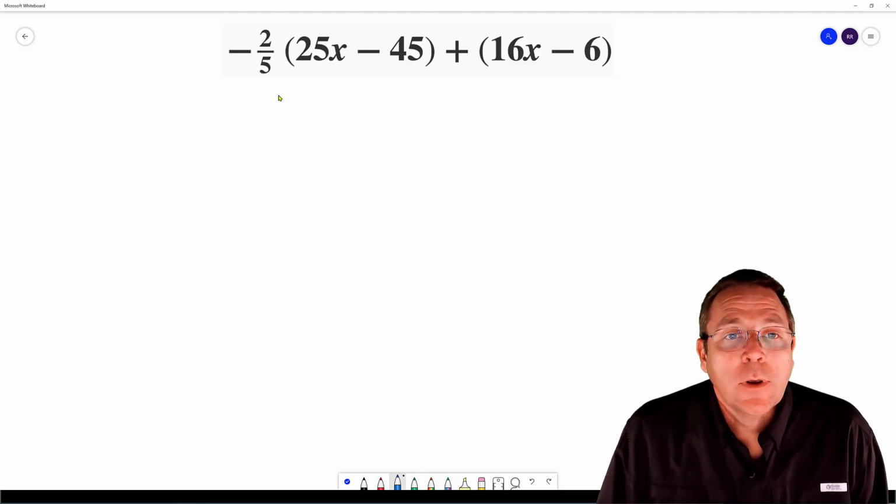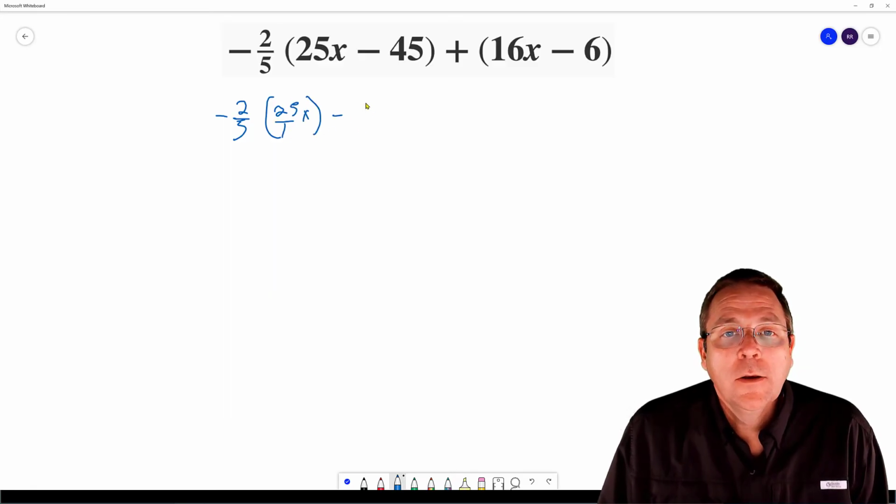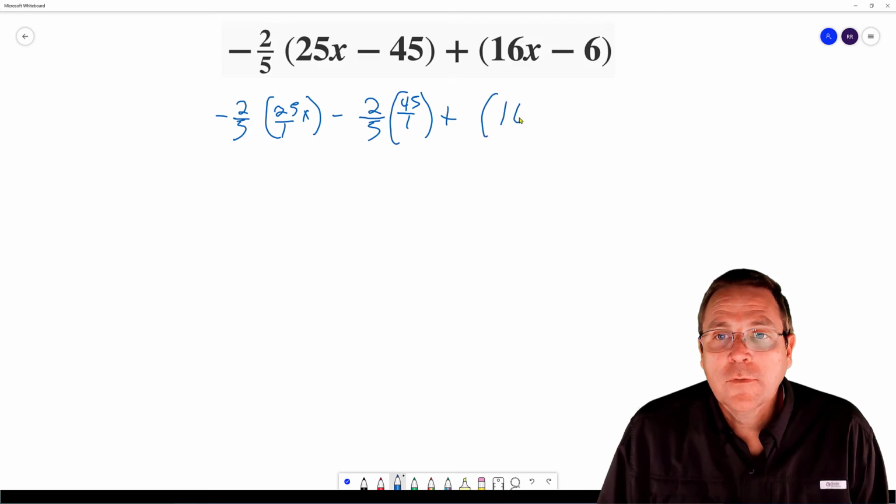So let's show you how we're going to do this. We're going to start off with our distributive property, distributing the negative 2/5 through the grouping symbol. Negative 2/5 times 25 over 1 x, minus 2/5 times the 45 over 1, plus the 16x minus 6.